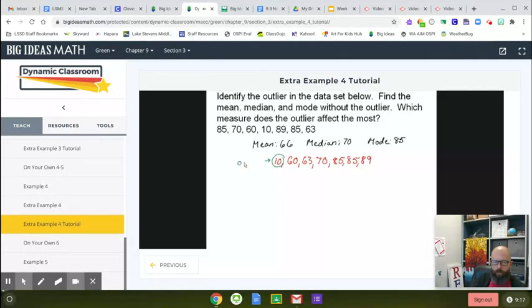Let's start with mean. Add the remaining data values together and divide by the total number of data values without the outlier. There are 6 data values, so we will divide by 6. The sum of the data values is 452. 452 divided by 6 is 75.3 repeating.